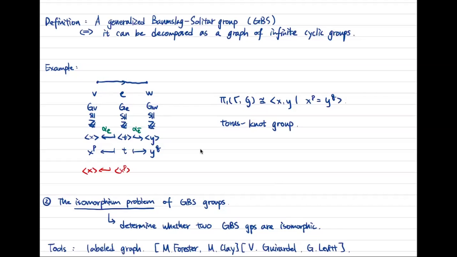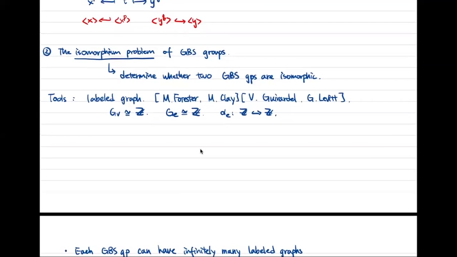And for this alpha E bar, we can identify this infinite cyclic group as y to the power q. So in that case, it actually maps this infinite cyclic group generated by y to the power q into y. So the map is really just we multiply the exponent by q. So for each edge, it actually carries two labels that are integers. So this is what this labeled graph looks like.